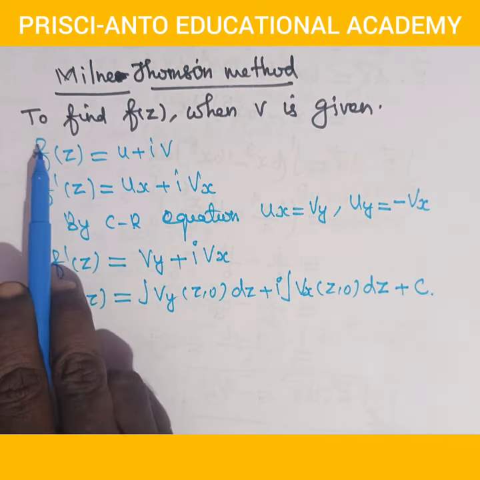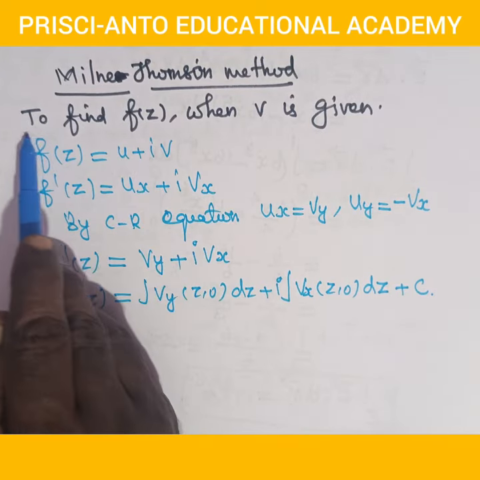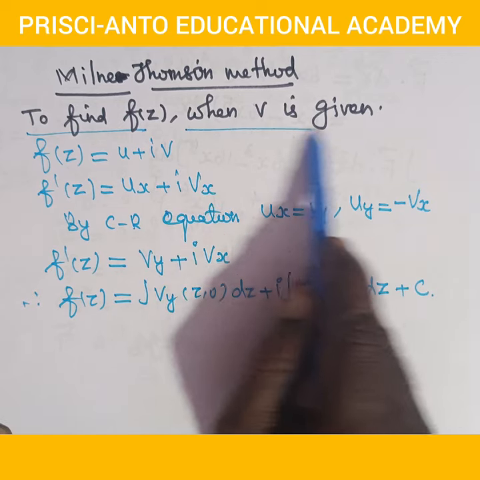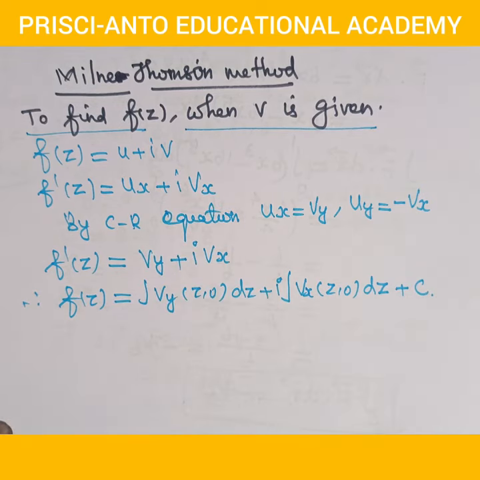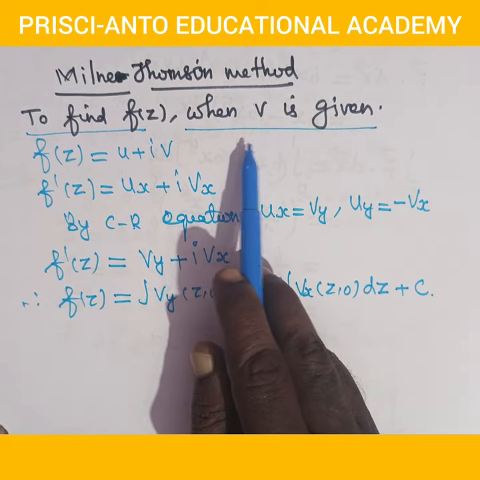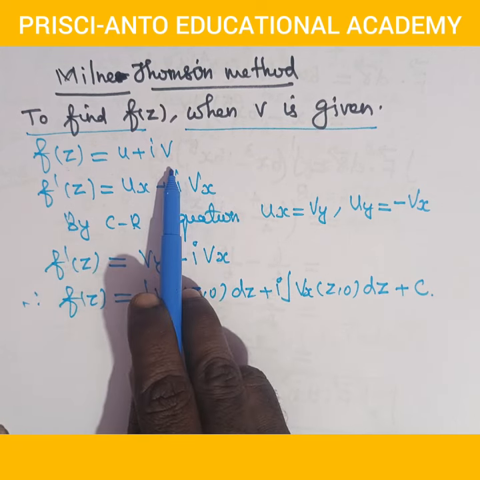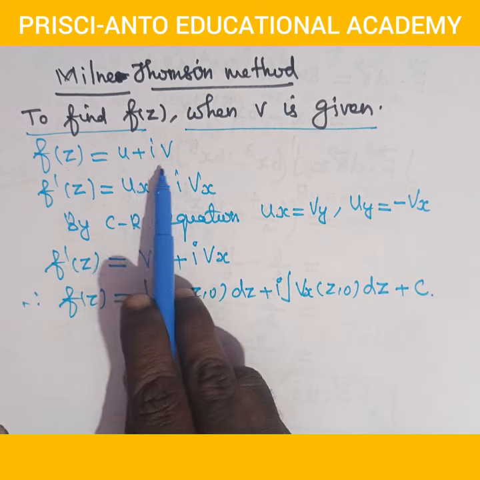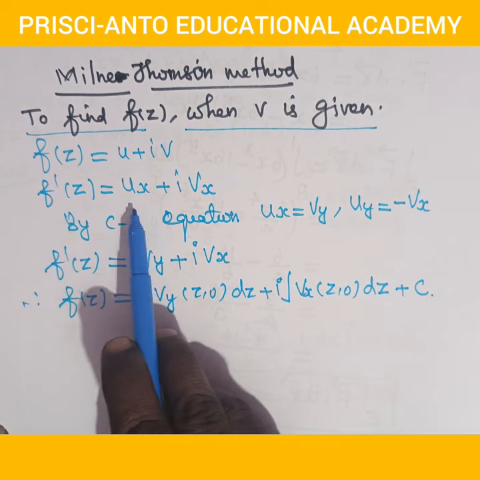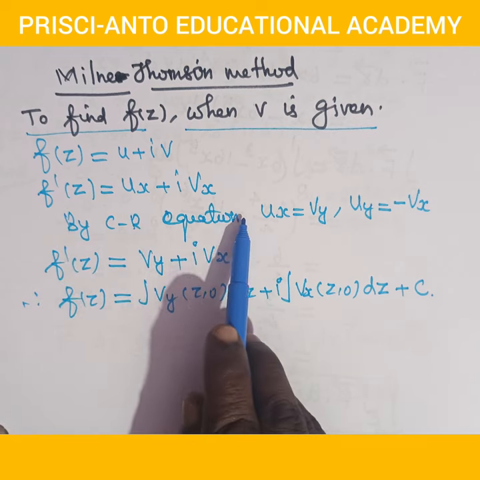Milne-Thomson method to find f of z when v is given. Already we have studied when u is given. f of z is equal to u plus iv. If you are differentiating both sides, f dash of z is equal to ux plus i into vx.